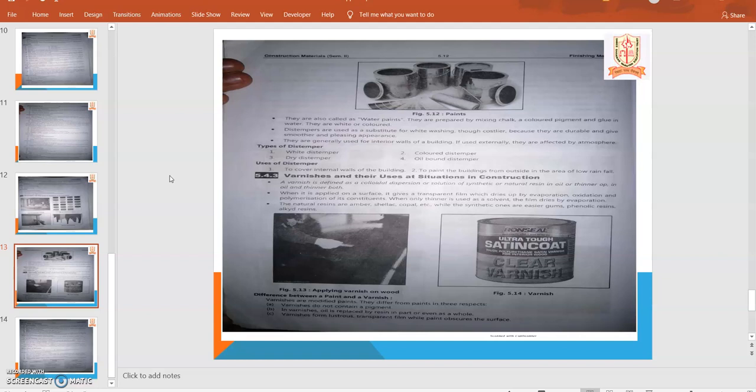When only thinner is used as a solvent, then the film dries by evaporation. The natural resins are amber, shellac, copal, while the synthetic ones are the gums, phenolic resins, and alkyd resins. So those are the examples of resins.